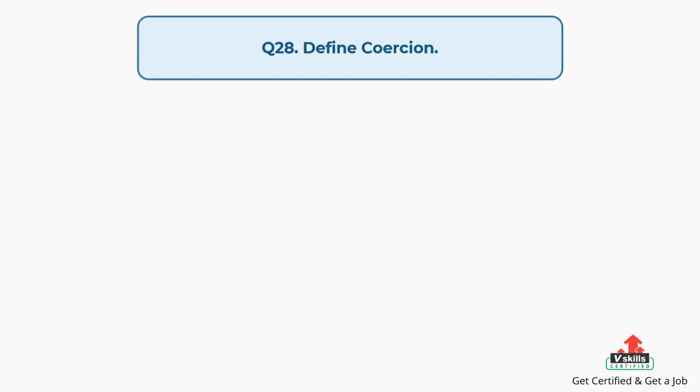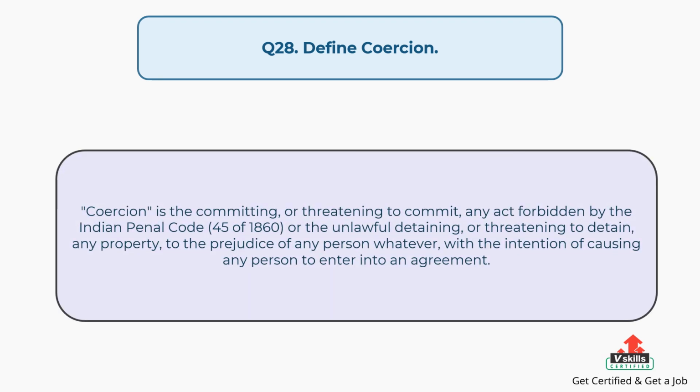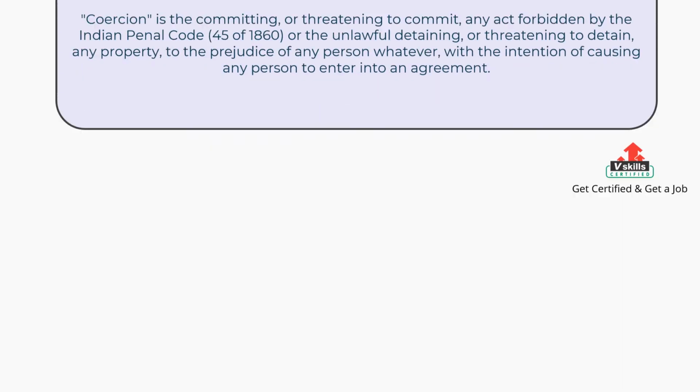Question number 28. Define coercion. The answer is, coercion is the committing, or threatening to commit, any act forbidden by the Indian Penal Code, 45 of 1860, or the unlawful detaining, or threatening to detain, any property, to the prejudice of any person whatever, with the intention of causing any person to enter into an agreement.